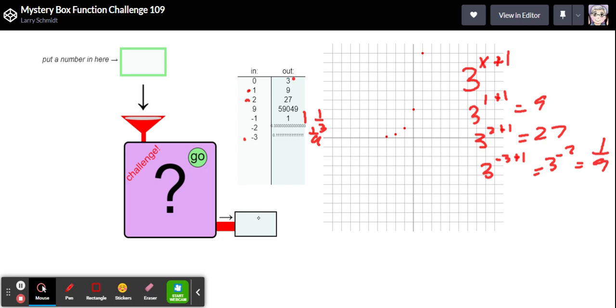And I'm going to go ahead and reveal that. Yes, 3 to the x plus 1, and we can graph that as well. Beautiful exponential curve hugging that x-axis as it gets less and less, and then shooting up so quickly off the graph.